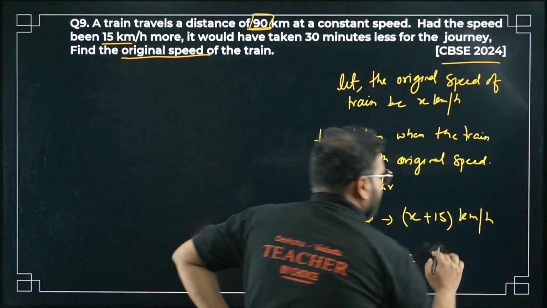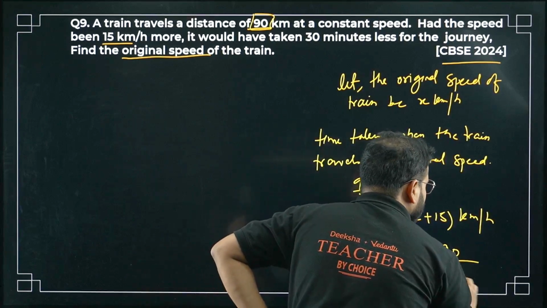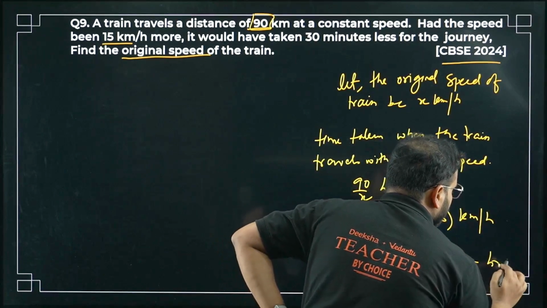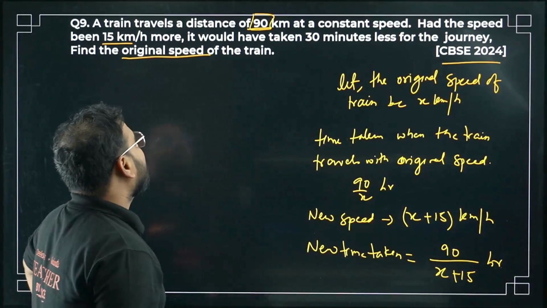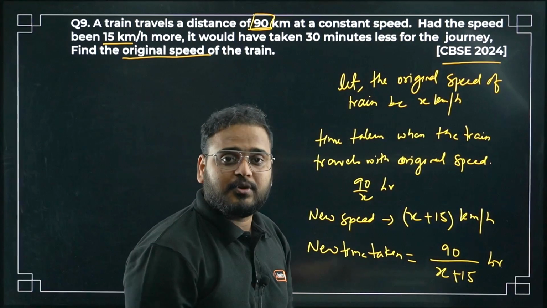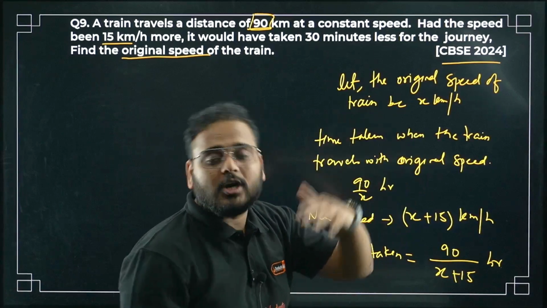The new time taken is nothing but 90 upon x plus 15 hours. We'll keep the unit the same, hours only. Is that relevant? Okay. Now what are they saying? It will take 30 minutes less now. The new speed will make the duration shorter, 30 minutes less.